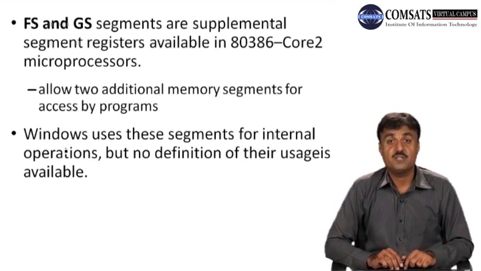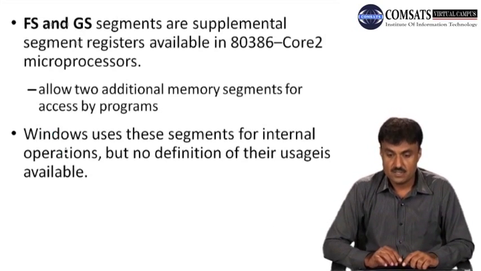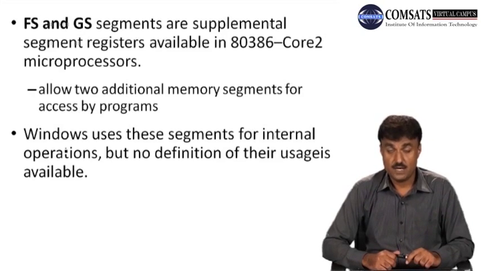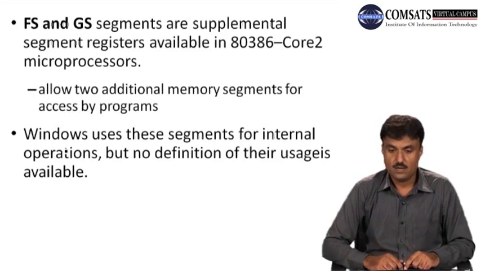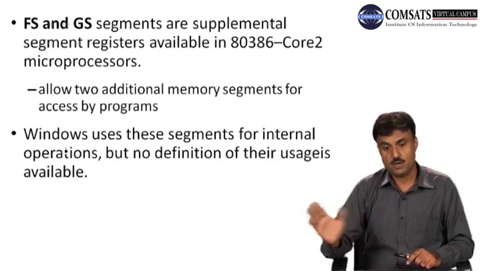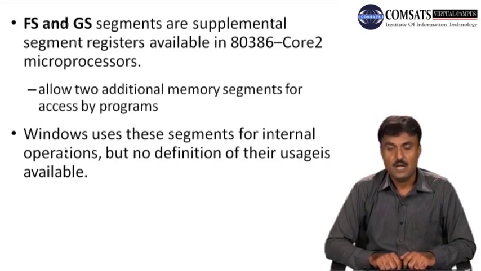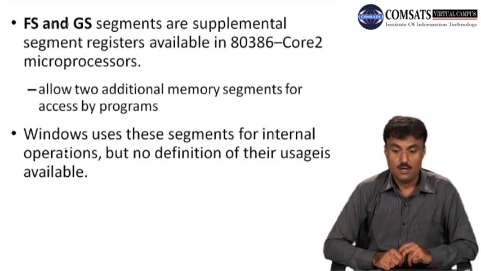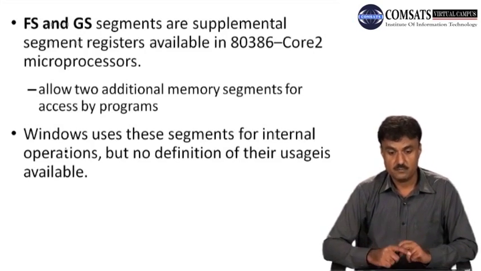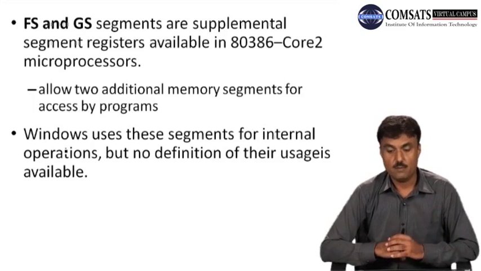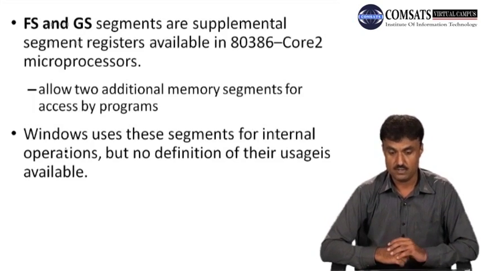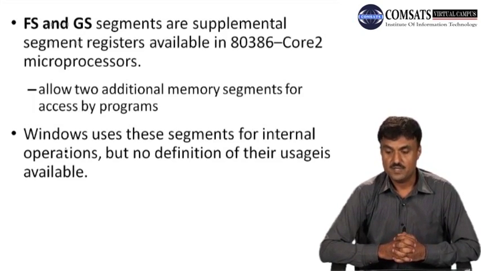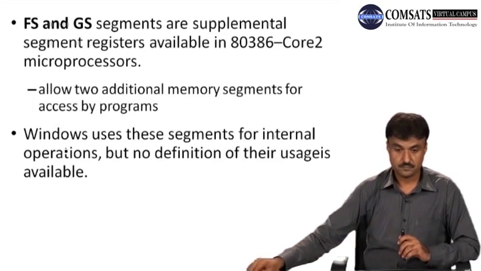FS and GS are two more segment registers. They are not used in the 8088 and 8086. They are available in the 80386 up to the newer microprocessor architectures. These two segment registers allow two additional memory segments for access by programs. Usually operating systems use these segments. Windows uses these segments for internal operations, but no definition of their usage is available.